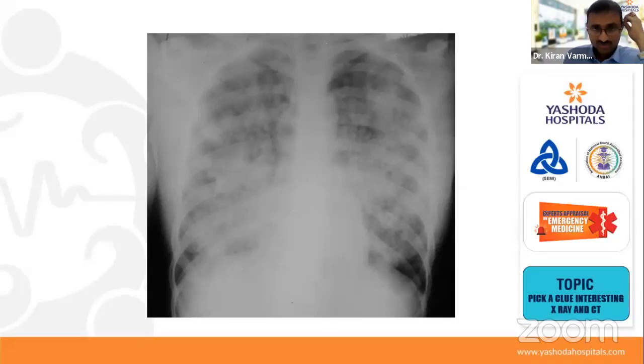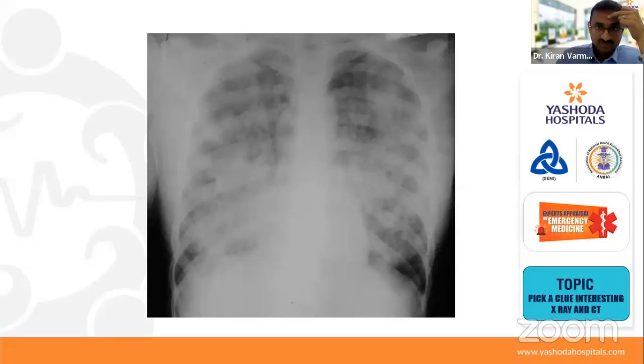Cotton wool appearance, or yes, batwing, heart size. This is the AP view. In AP view, we will not comment on heart size. Yes, Preeti, pulmonary edema, batwing. Other view, cotton wool appearance.